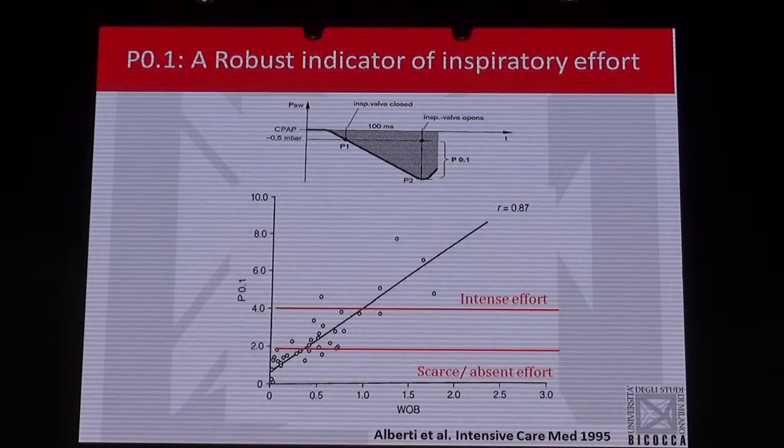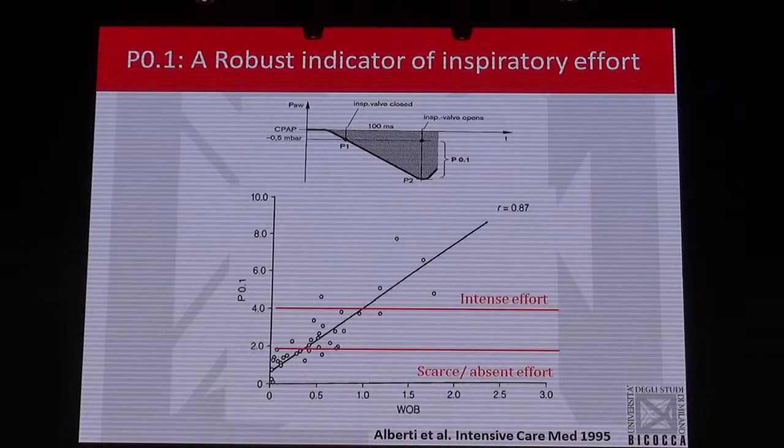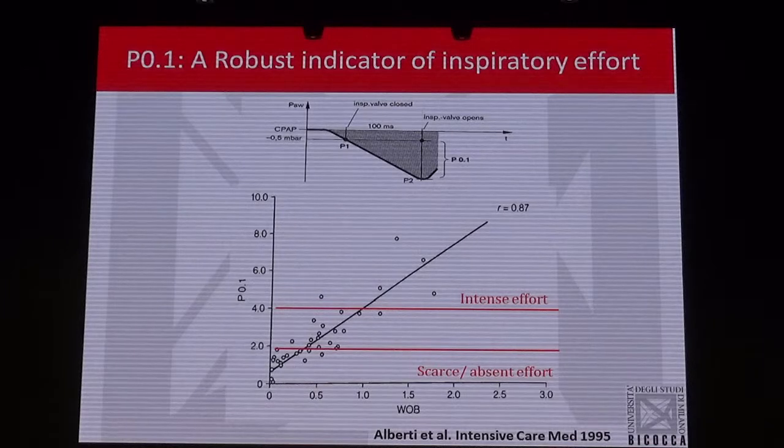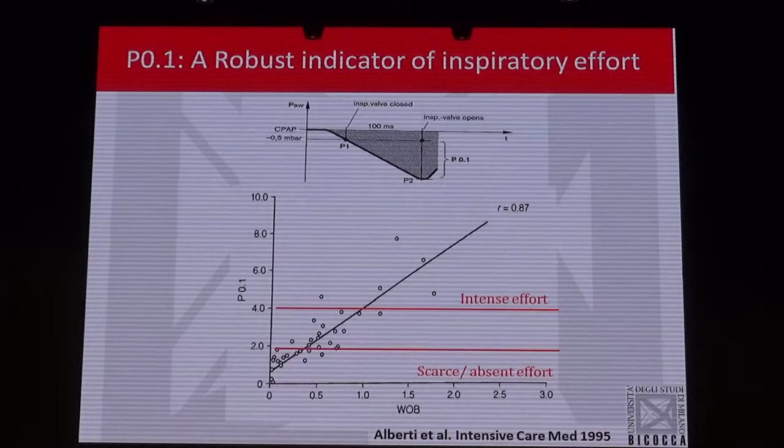And as you see, the other thing I like about P0.1 is that it can be easily interpreted, to the extent that a P0.1 lower than 2 means that our patient is not generating great pressure. A P0.1 of 2 to 4 is, I would say, an average effort, and above 4 is a strong effort.